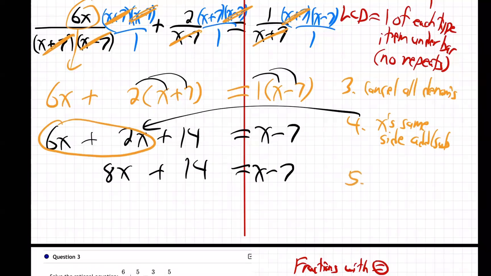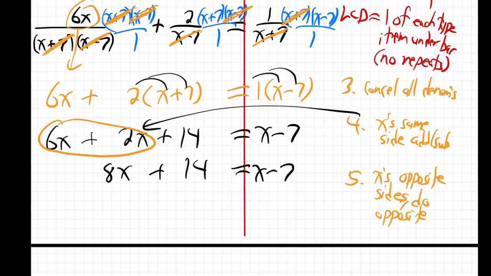x's on opposite sides, do the opposite of one of them to both sides. So I usually go to the lower one. So I'll go minus x, minus x.